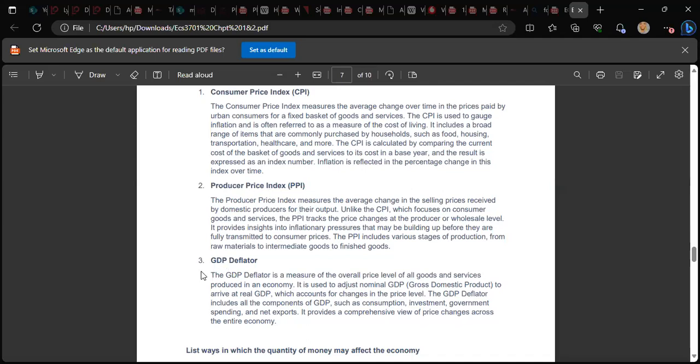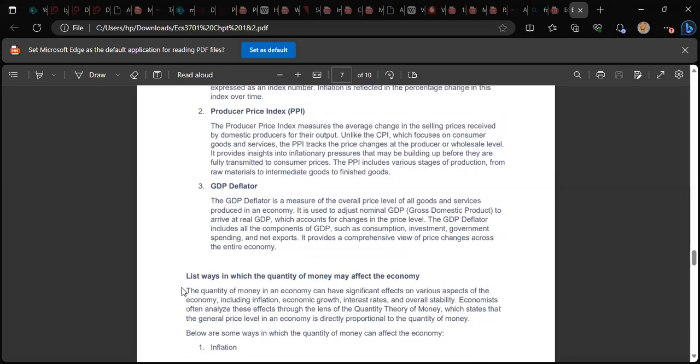And then again, you will have the GDP deflator. So what's the GDP deflator? It basically adjusts your nominal GDP to arrive at your real GDP. So we call that the GDP deflator. Nominal GDP is your GDP at current prices, but we want it at basic prices. So how do you go about that? We use the GDP deflator there.